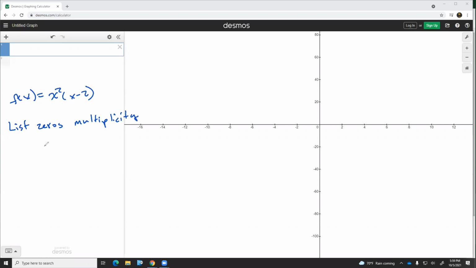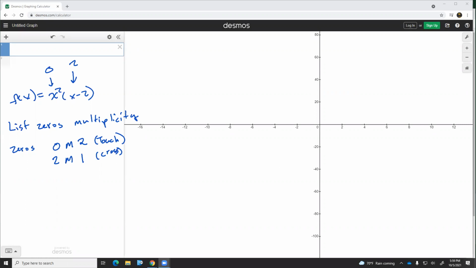So there are 2 zeros here. The first zero is 0 itself. Why? Because if I plug 0 in here, then I get 0 out. Everybody cool with that? Where's the other zero at? 2. 0 has a multiplicity of what with it? 2, and 2 has a multiplicity of 1. At 0, I'm going to cross or touch? Touch. At 2, am I going to cross or touch? Cross.